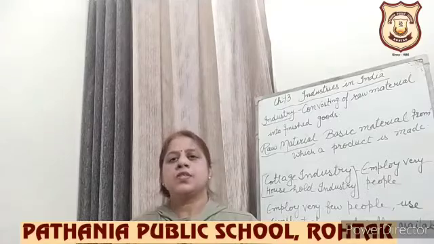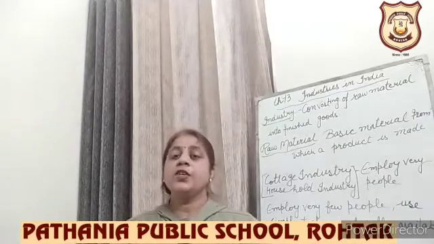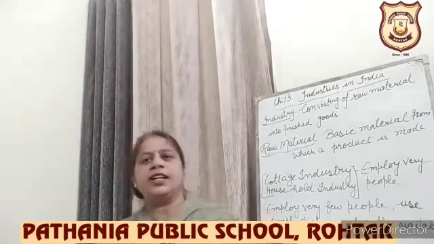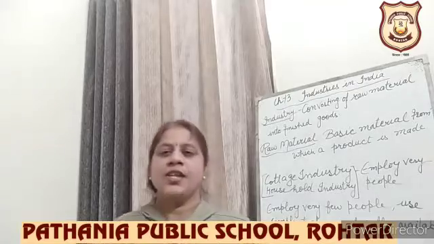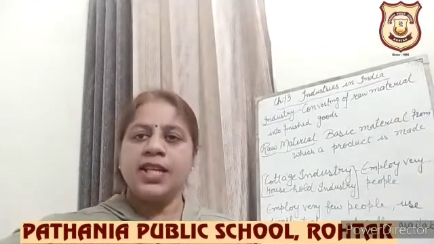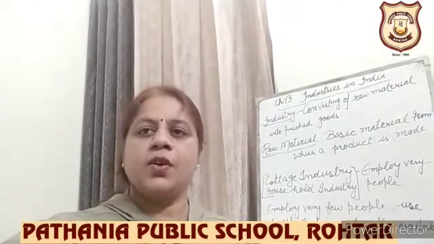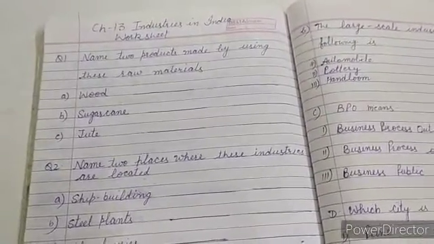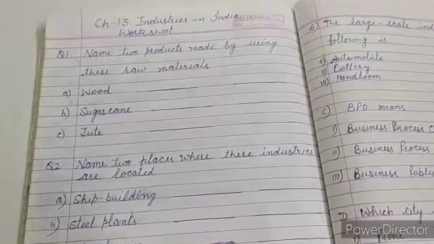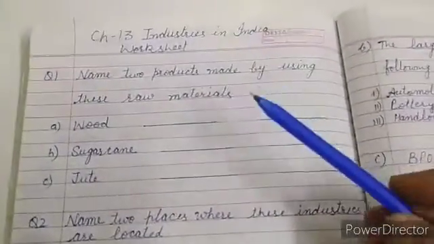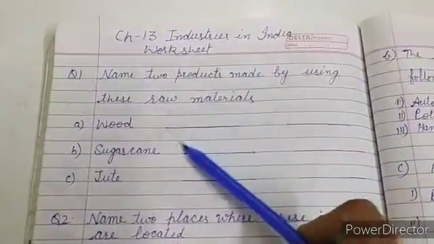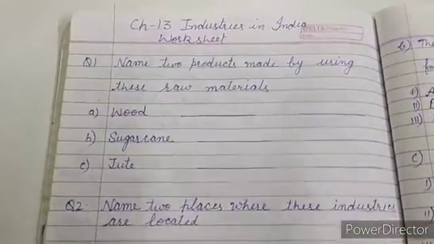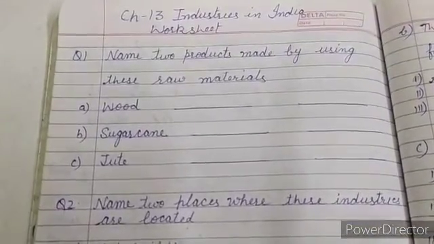Okay, children. So that's all, children. You have to read the chapter thoroughly. Okay, children. And now we'll do the worksheet. I'm sending you the worksheet. You have to do it yourself. So children, this is the worksheet of chapter number 13, Industries in India. And name 2 products made by using these raw materials. You have to write 2 products. Okay.